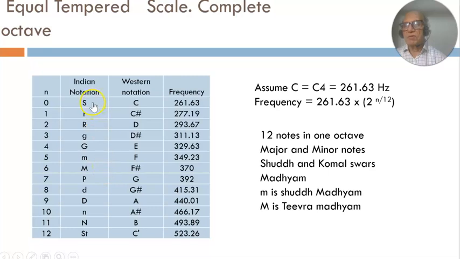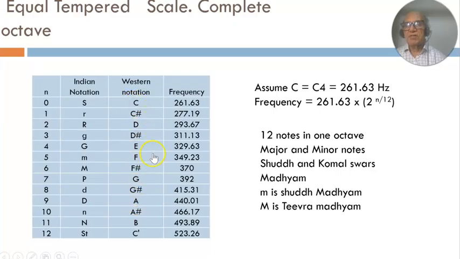Alright, so what are the notes? This is Shadaj, this is Komal Rishabh, this is Shuddha Rishabh, this is Komal Gandhar, this is Shuddha Gandhar, Shuddha Madhyam, Tivra Madhyam, Pancham, Komal Daivat, Shuddha Daivat, Komal Nishad, Shuddha Nishad, and then the upper Shadaj, that is the Tar Saptak Shadaj. The corresponding Western notations are C, C sharp, D, etc.